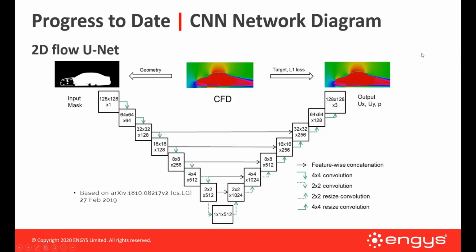I mentioned previously we're using a standard UNet. So this is the UNet for a 128 by 128 sample size. If you see at the top left, you have the mask input. This is a binary field. Black means fluid, white means solid. And we stretch the 128 by 128 grid so it fits to the rectangle. It doesn't have to be isotropic.